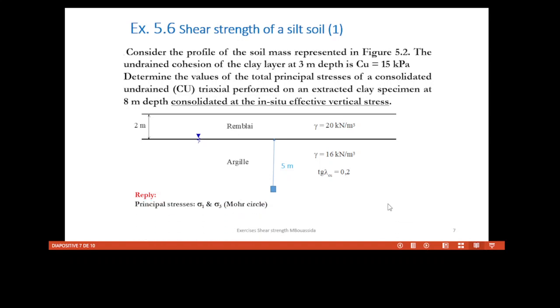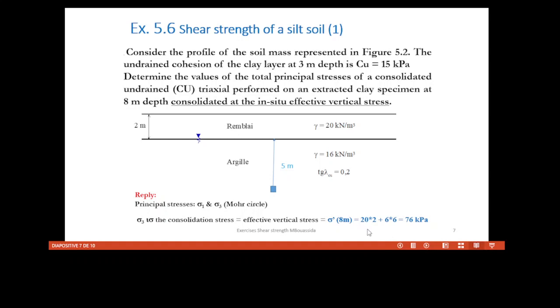So the request is principal stresses sigma 1 and sigma 3 to draw the Mohr circle. So sigma 3 is the consolidation stress, and by definition the consolidation stress is an effective stress. So we need to calculate at 8 meter the effective stress that corresponds to the consolidated undrained triaxial test performed on the specimen taken at 8 meter depth.